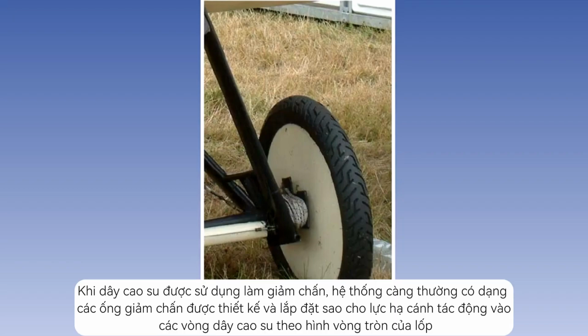When rubber cord is used as a shock absorber, the landing gear is usually in the form of tubular struts, designed and installed so that the landing force is directed against a number of turns of rubber in the form of a loop.